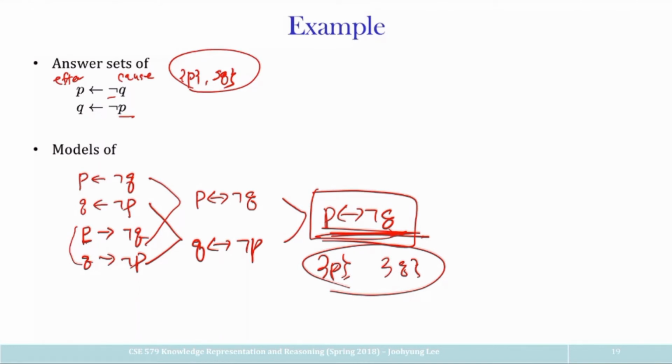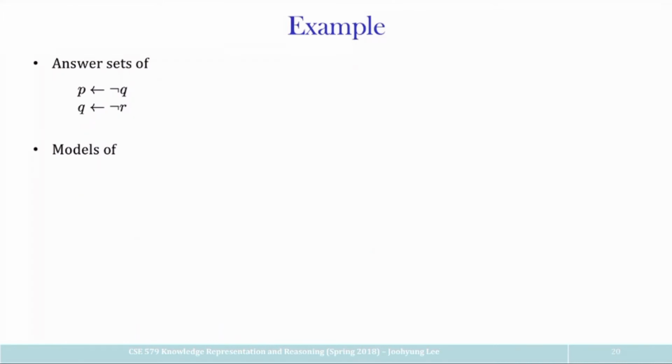Are we together? It's a very simple algorithm, and maybe if you learned this method before, you could have saved some points in the midterm. Instead of computing the reduct, you may have just done it this way. Okay. All right. So let's do another exercise. P if not Q, Q if not R. What are the stable models?